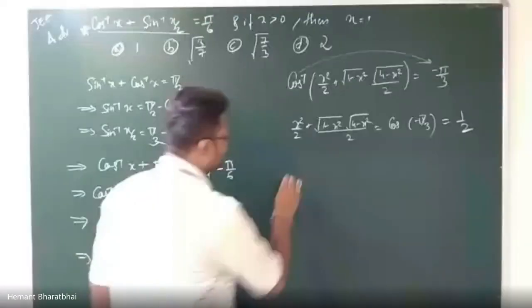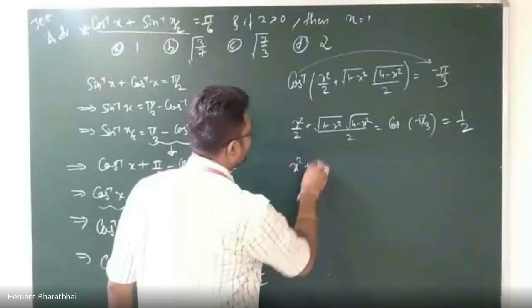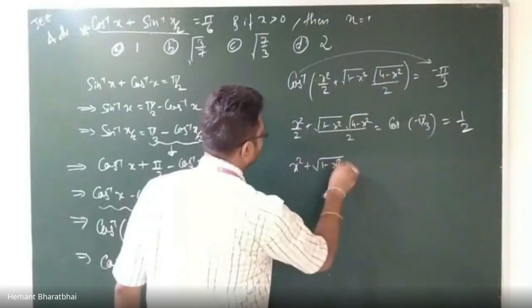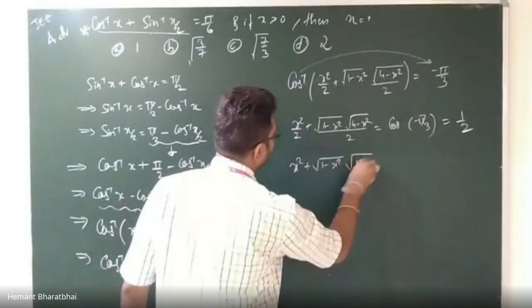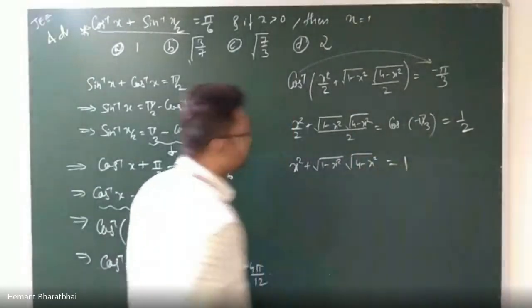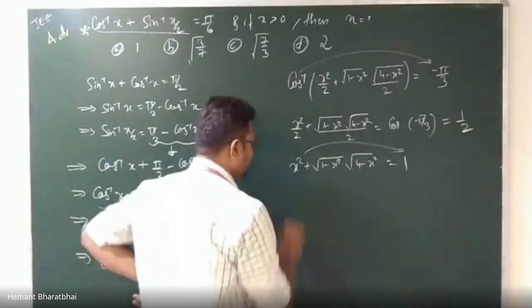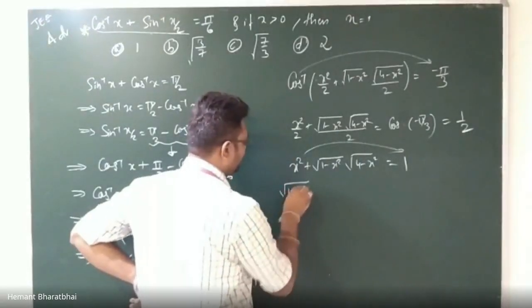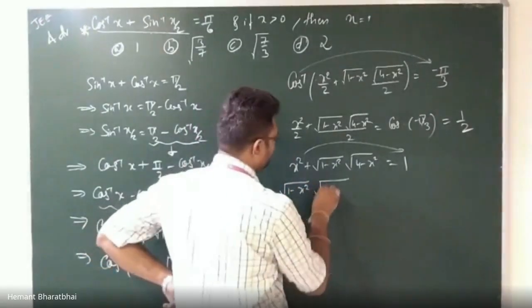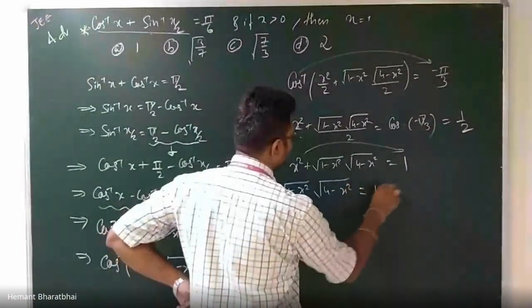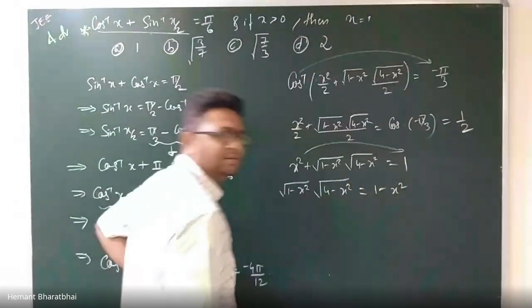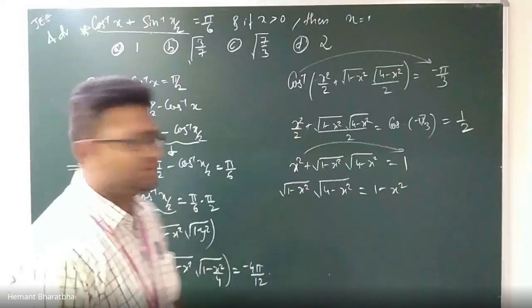Okay, so from here I can take 2 common and cancel it out with that 2. So here I'll get x square plus under root of 1 minus x square into under root of 4 minus x square is equal to 1. Let me take this term over there. Therefore here I'll get 1 minus x square into root of 4 minus x square is equal to 1 minus x square. So now I will square on both the sides.